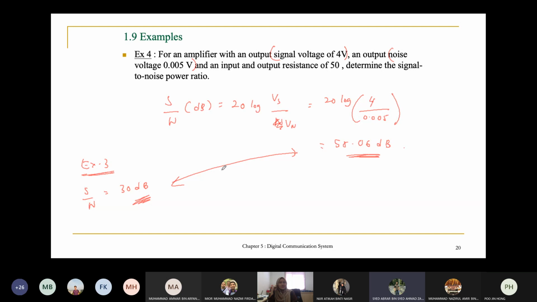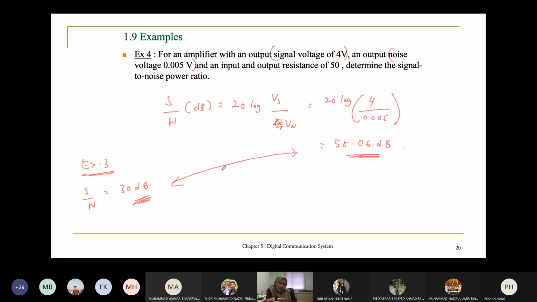Example 4. Okay. So soalan jawapannya, kalau compare example 3 and example 4, sistem dalam example 4 lebih baik, sebab signal to noise ratio dia lebih tinggi. Signal to noise ratio yang lebih tinggi memberi maksud bahawa the noise inside the system is smaller.